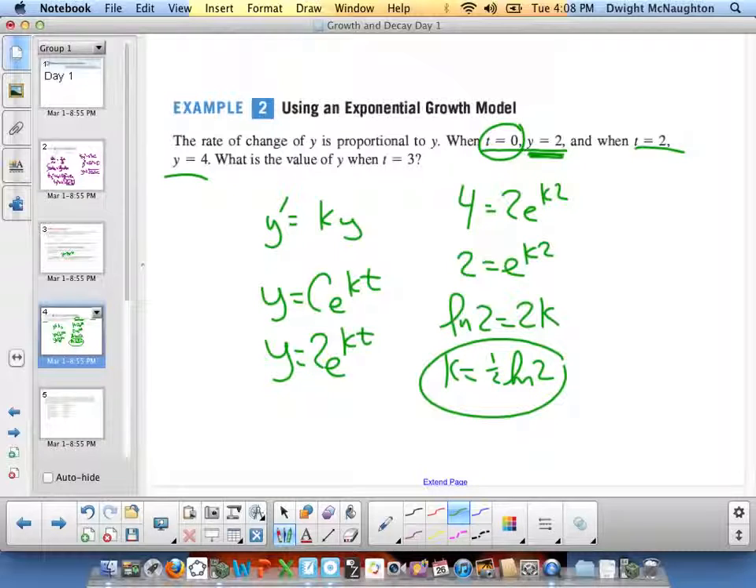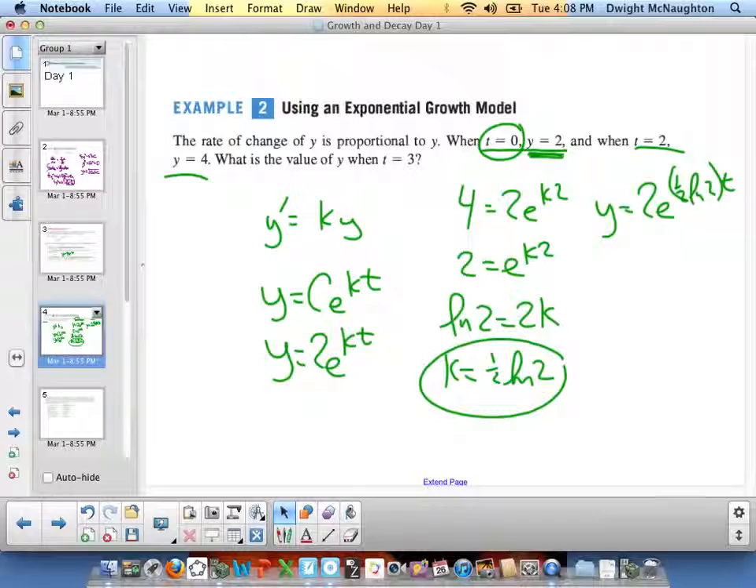So our equation is y equals 2e to the 1/2 natural log of 2 times t. What is the value of y when t is 3? Plug in 3 for t.